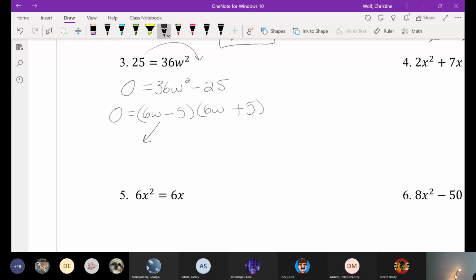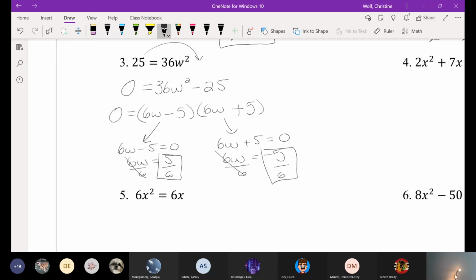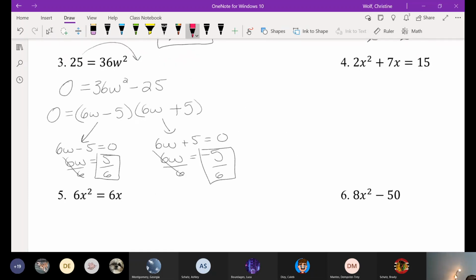Maintenant, je prends chacun et je le mets égal à 0. And then, je simplifie. So, cette fois-ci, j'ai besoin de bouger le 5 à l'autre côté ou additionner 5 à chaque côté et diviser par 6. So, ça, c'est la première. Même chose ici, je bouge le 5 à l'autre côté, mais ceci devient négatif à l'autre côté. Divise par 6. Et voilà mes deux réponses.